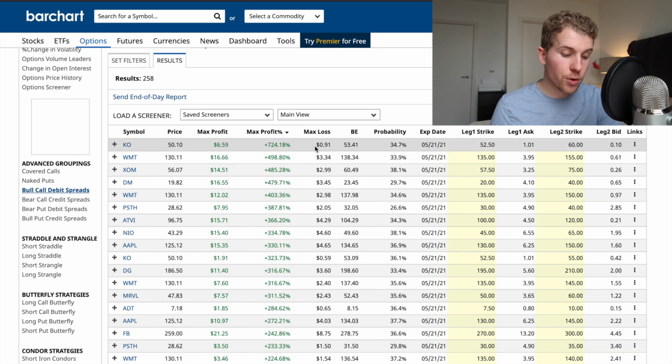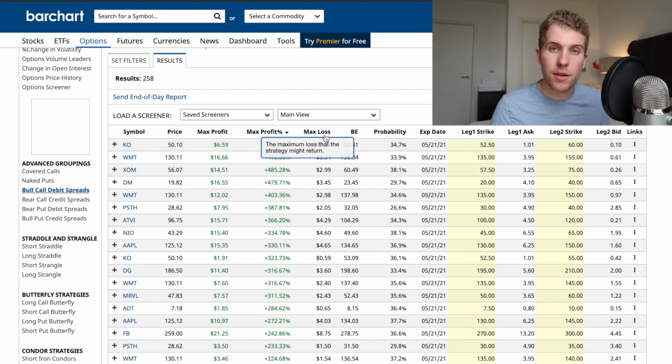But if you want to, you could also filter the different trades by the max loss, so you don't pay a lot in terms of debit, so you don't risk a lot of money.